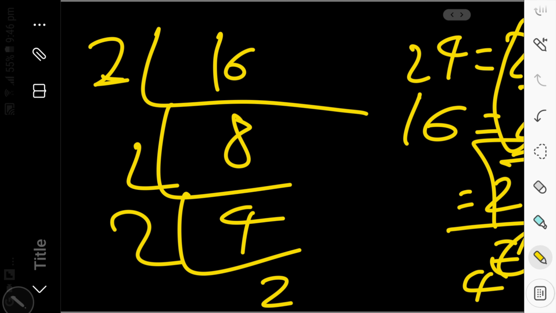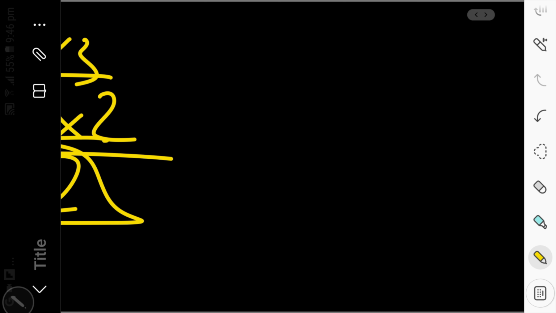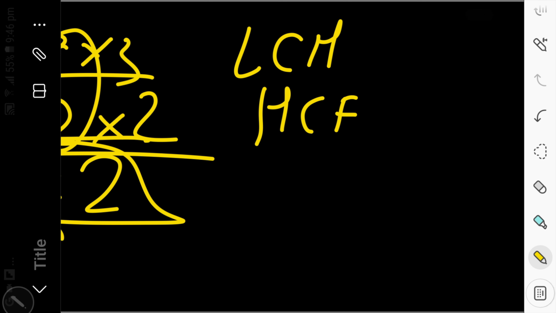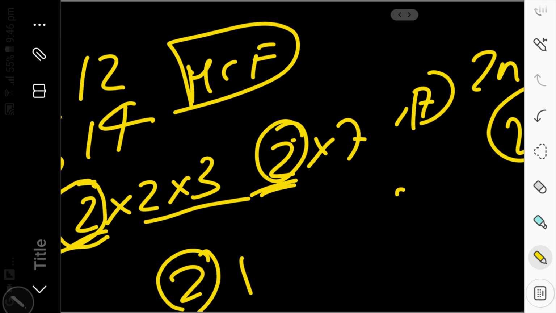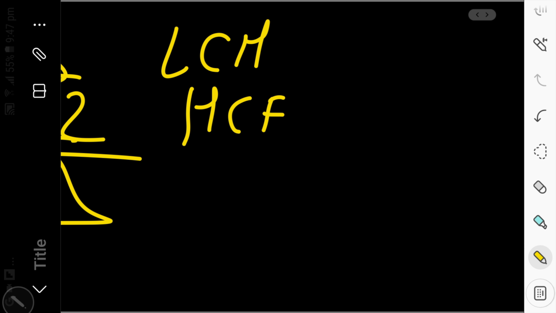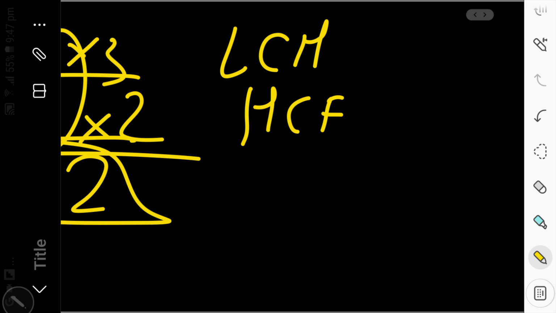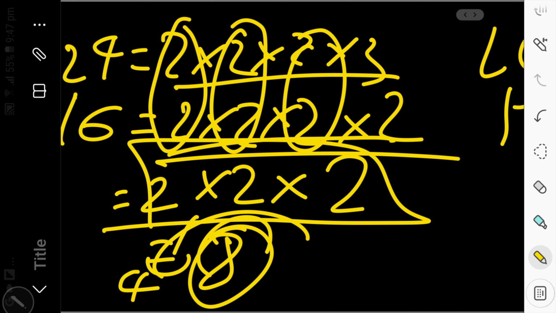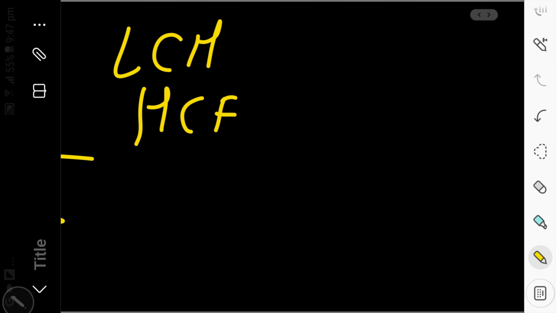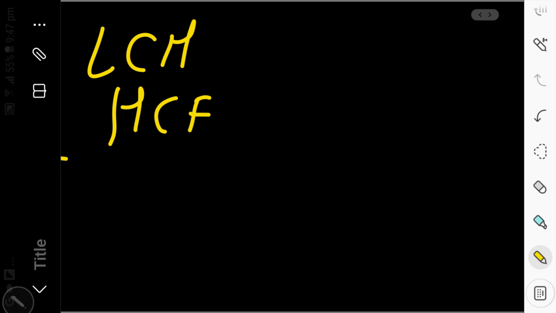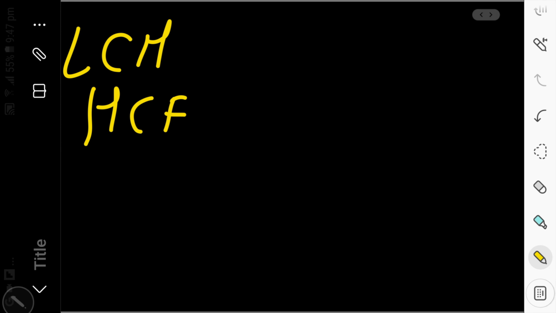So yeah, these are the three methods of finding the LCM and the HCF. I hope you understand. These are some of the easiest methods. I introduced this video because we are reading fractions in the next video, and we need to learn about HCF and LCM to add and subtract fractions with different denominators, which we'll be reading in the next video.